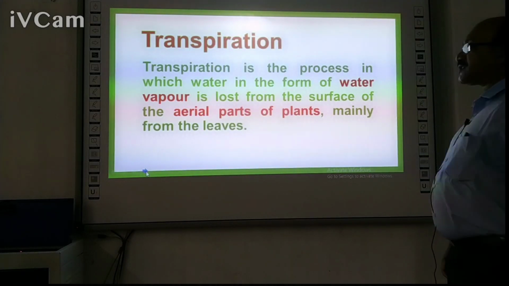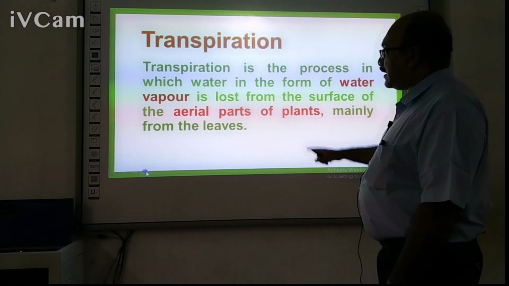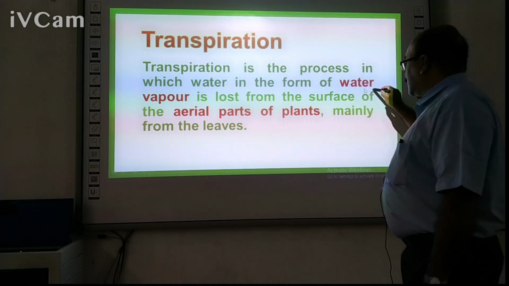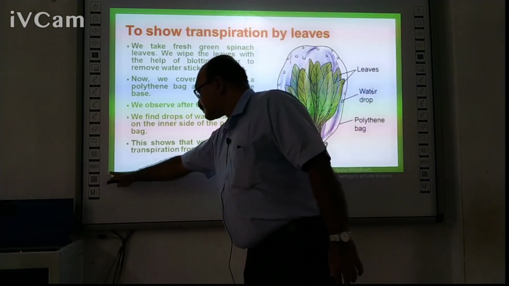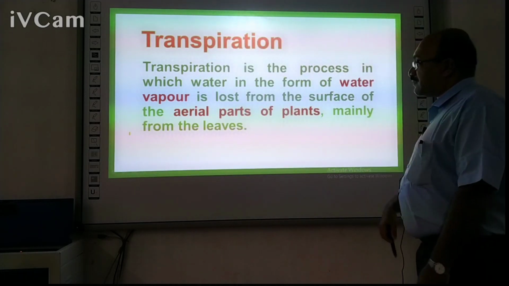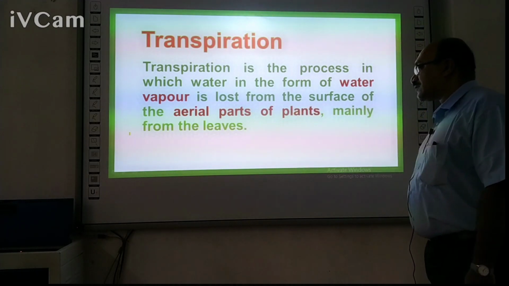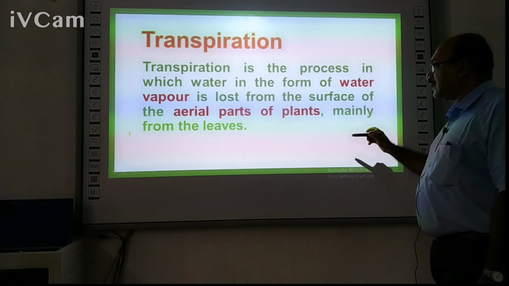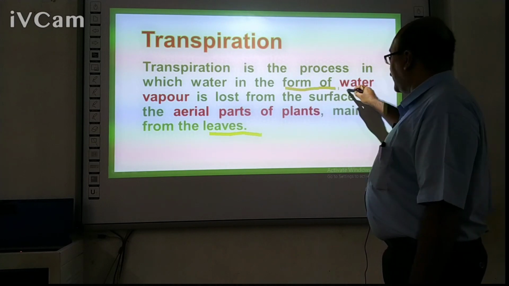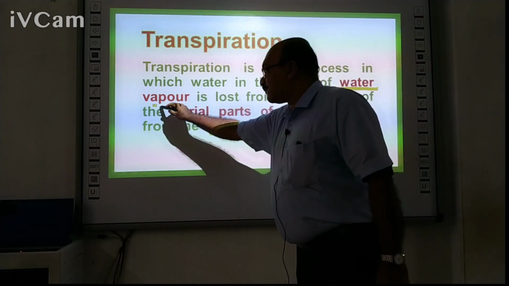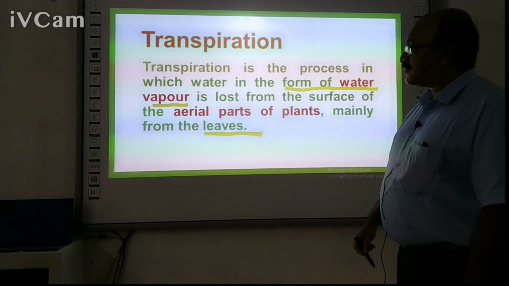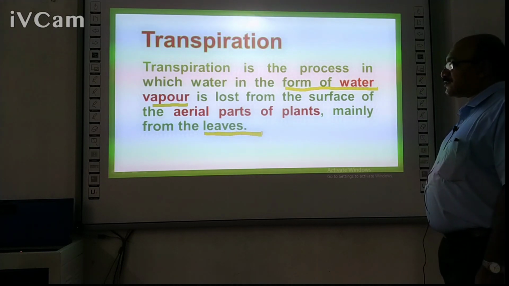Now, what is transpiration? Transpiration is the process in which water in the form of water vapor is lost from the surface of the aerial parts of the plants, mainly the leaves. So, water is lost from the aerial parts of the plant in the form of water vapor, and this is generally lost from the leaves. That is what we call transpiration.